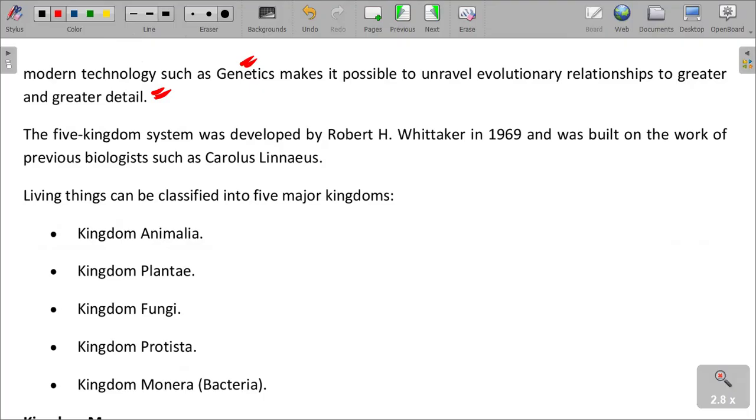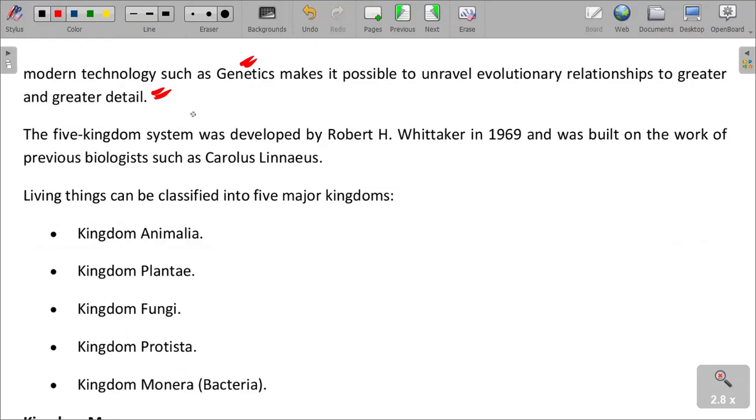So genetics is the genes or the qualities that are found within an organism coming from its bloodline. It can be in plants or animals. They have genes which give them their shape and appearance, which affect their functioning. So modern technology, through genetics, for example DNA profiling, is another means through which relationships of organisms can be established.